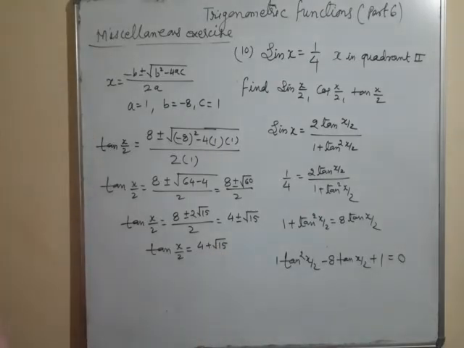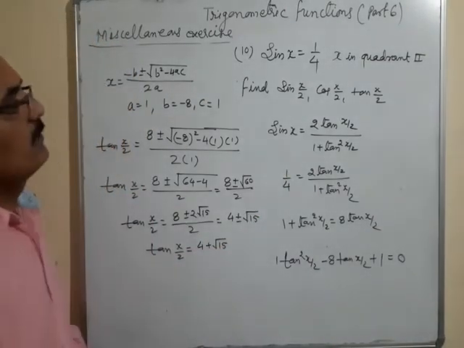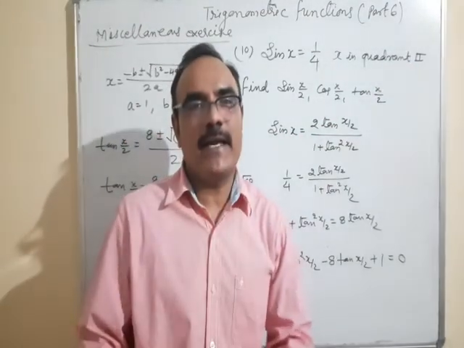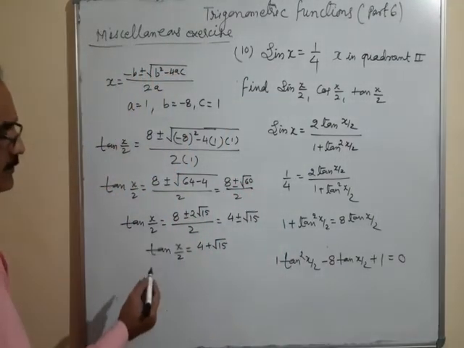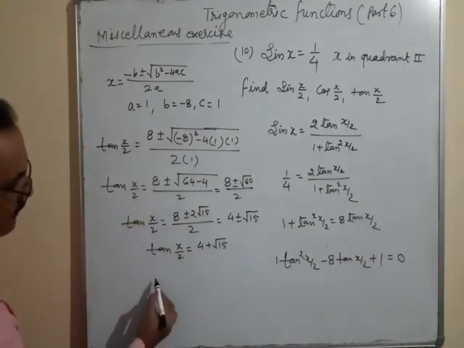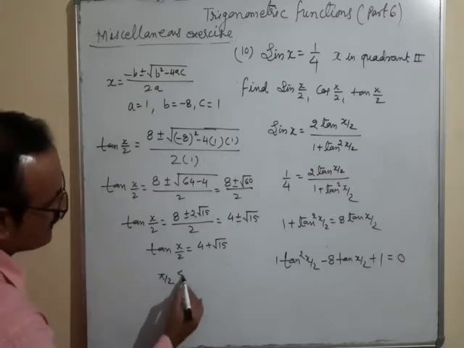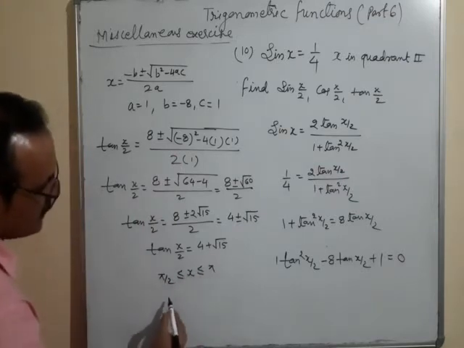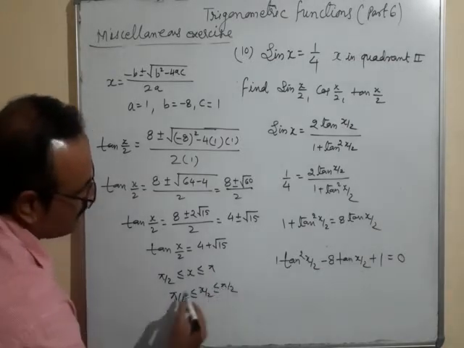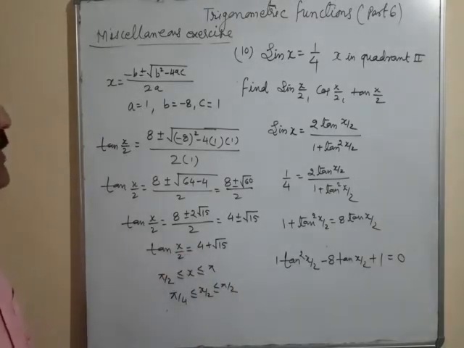Because it is given that x is in the second quadrant, let us see where x by 2 lies. Second quadrant means pi by 2 is less than or equal to x is less than or equal to pi. So pi by 4 is less than or equal to x by 2 is less than or equal to pi by 2, the same as in the first quadrant. So tan x by 2 is equal to 4 plus under root 15.